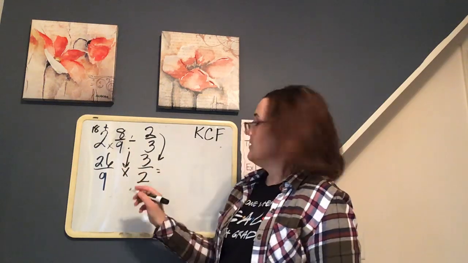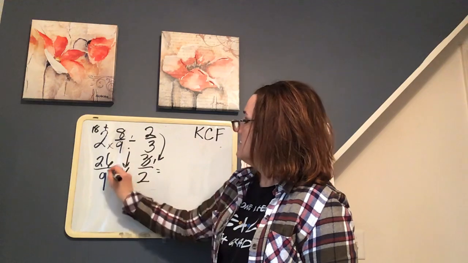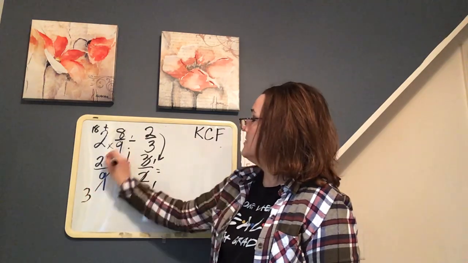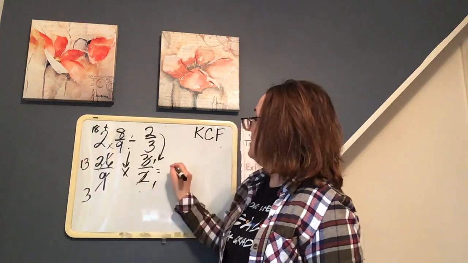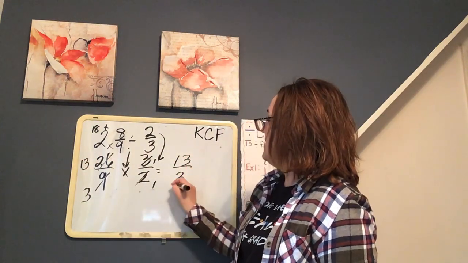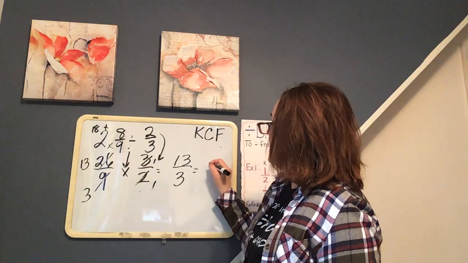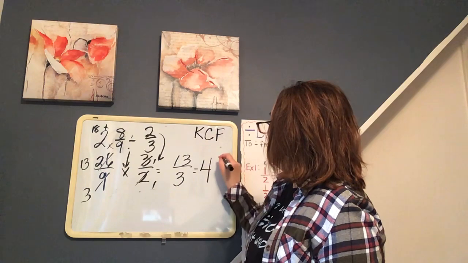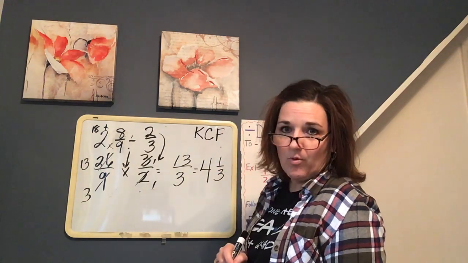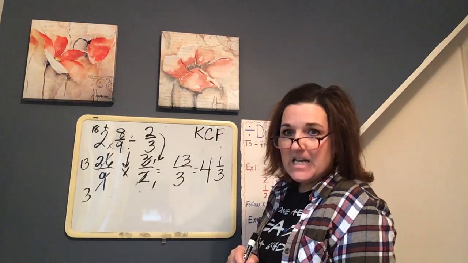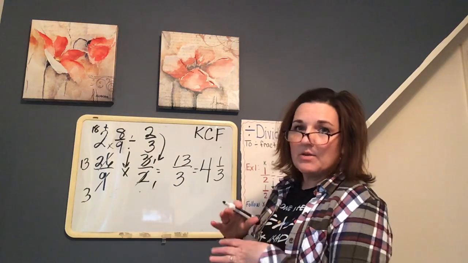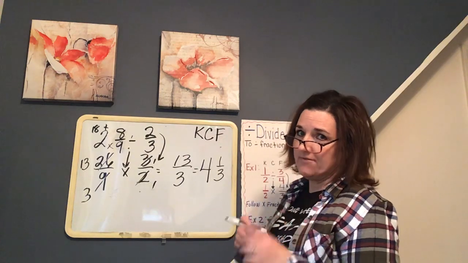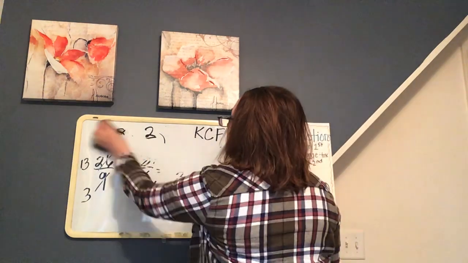Okay, we got our original. 3 goes into 3 once. 3 goes into 9 3 times. 2 goes into 2 once. 2 goes into 26, 13. 13 over 3. And this would be 3 times 3. 3 times 4 is 12. Boom, 4 and 1/3. So that cross simplifying really, really works. I can post another video about cross simplifying. I'll have to find one for you.